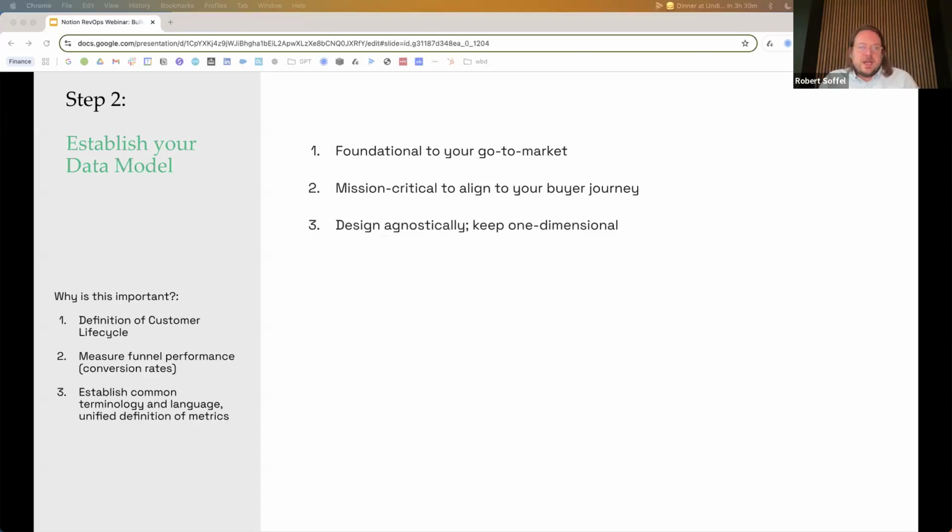Third one is designing agnostically and keeping this one-dimensional. And so I guess my word of advice here is don't have tunnel vision and just build this based on one specific segment or one specific motion.